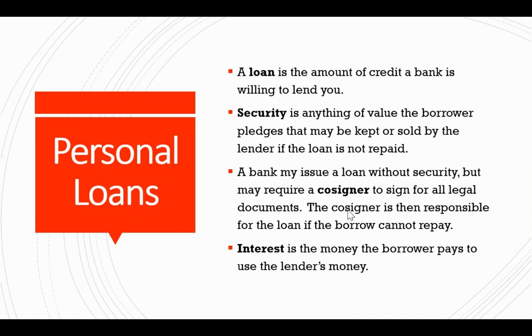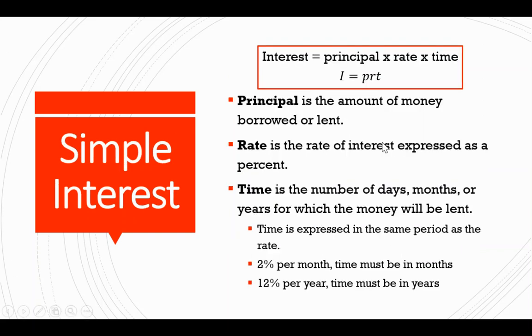Last thing there is interest. Interest is the money the borrower pays to use the lender's money. The example would be if I have $1,000 and one of my students needs $20, I could charge interest on that so that when they pay me back, instead of giving me just $20 back, they could give me $22. Profit. Okay, that's my interest.